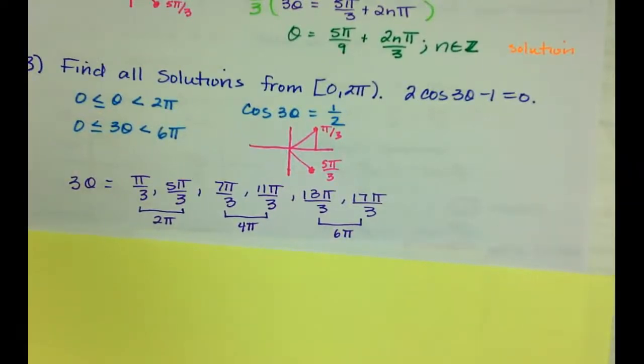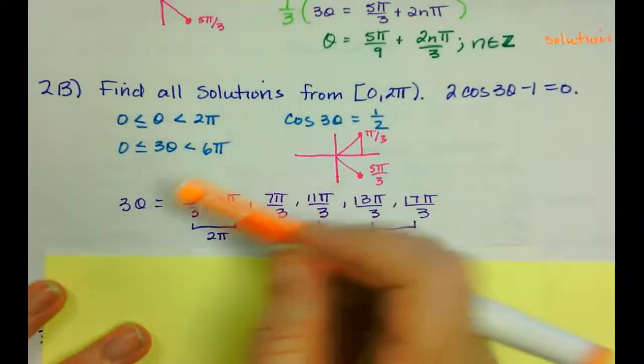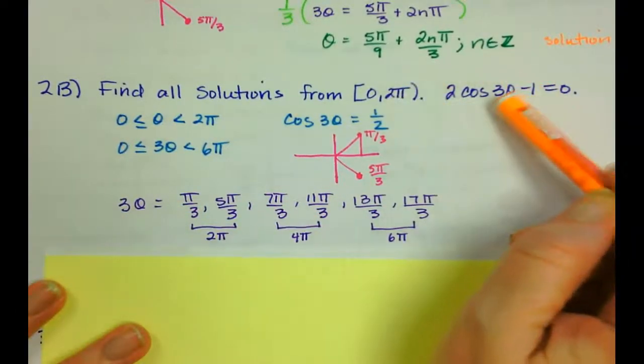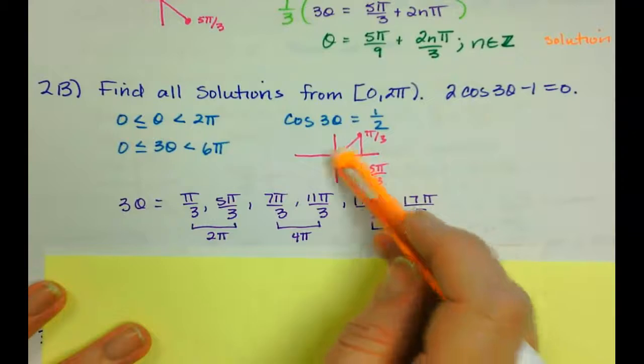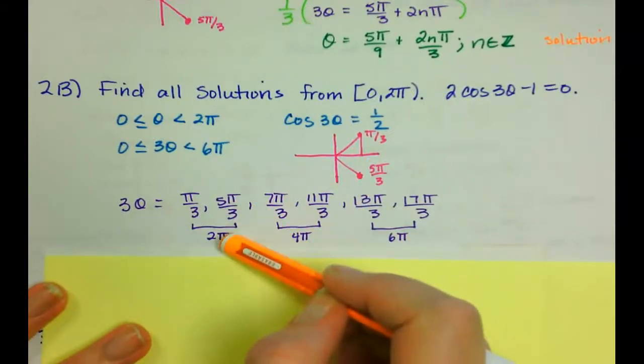All right, are you with me, I hope? You can always pause the video if you need to. So I have 3 theta because that's what I'm solving right here. And I said the first rotation is in my diagram, so that's pi over 3 and 5 pi over 3, which takes me to 2 pi.